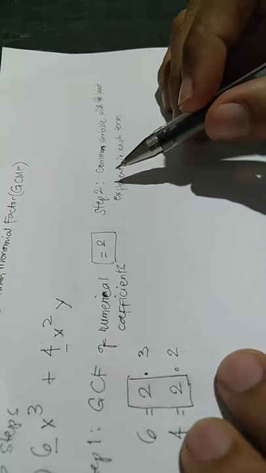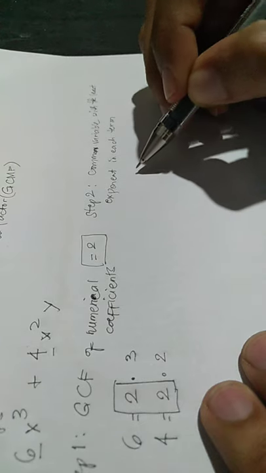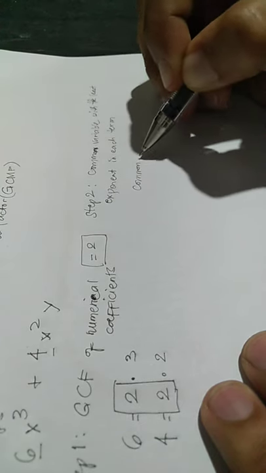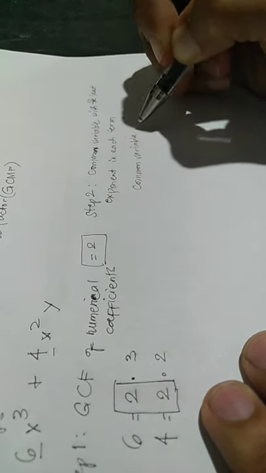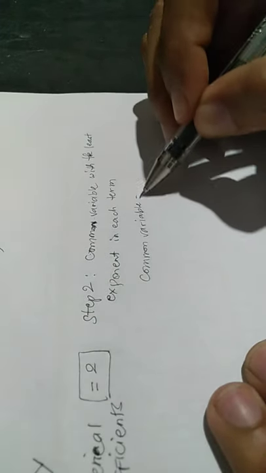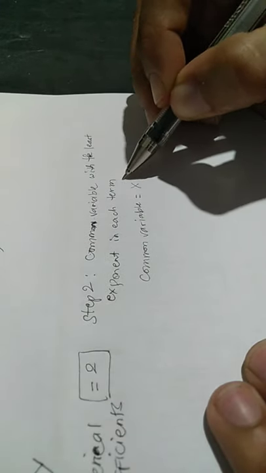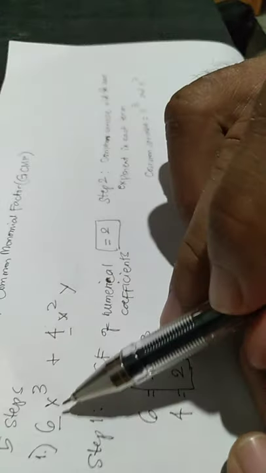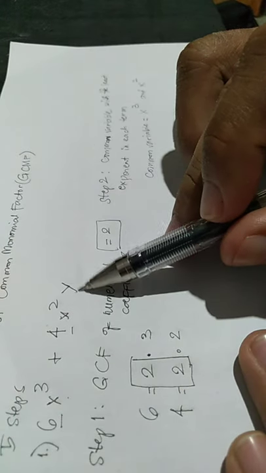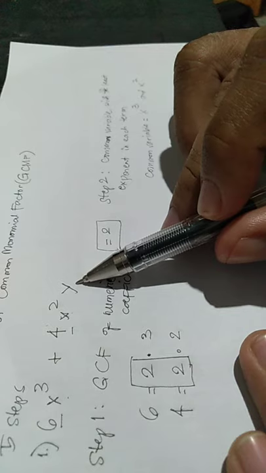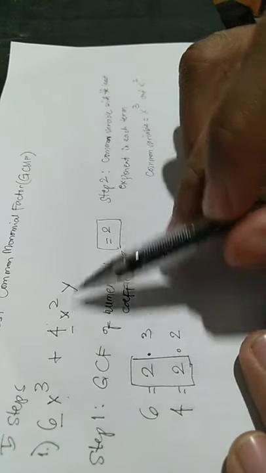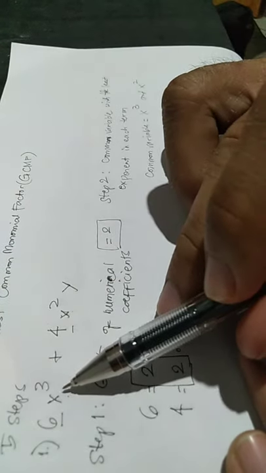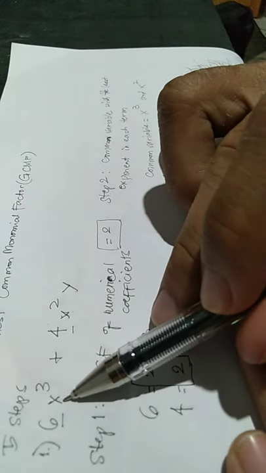The common variable is x cubed and x squared. 6x cubed and 4x squared y. Y has no partner. It is not common. It has no y here. So only x. It has x here and has also x here.